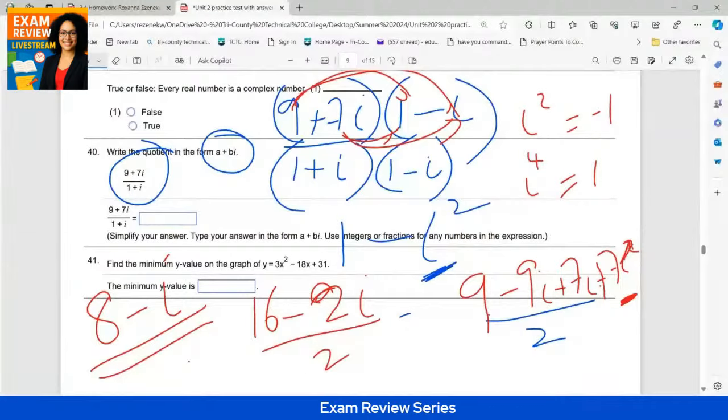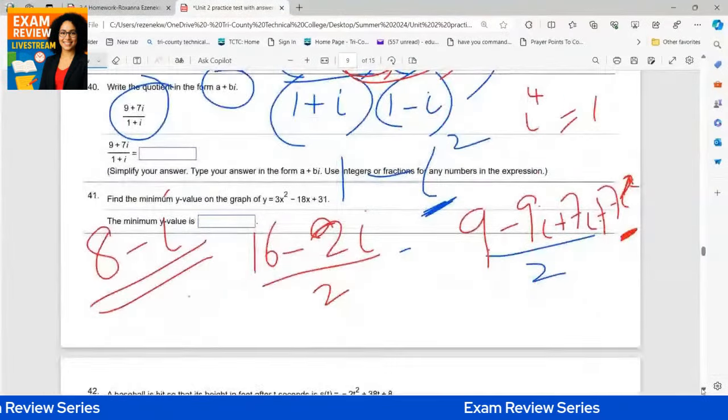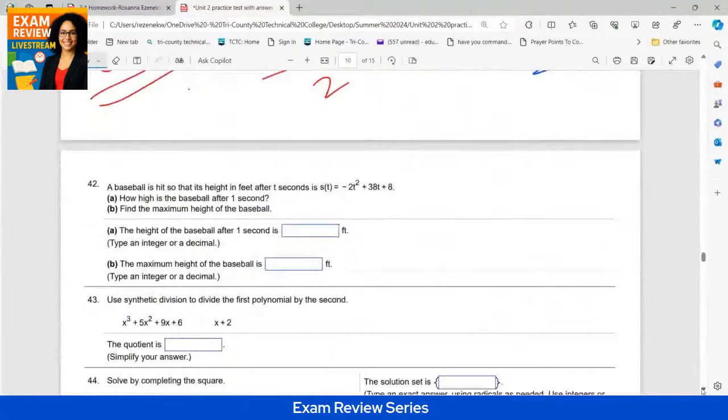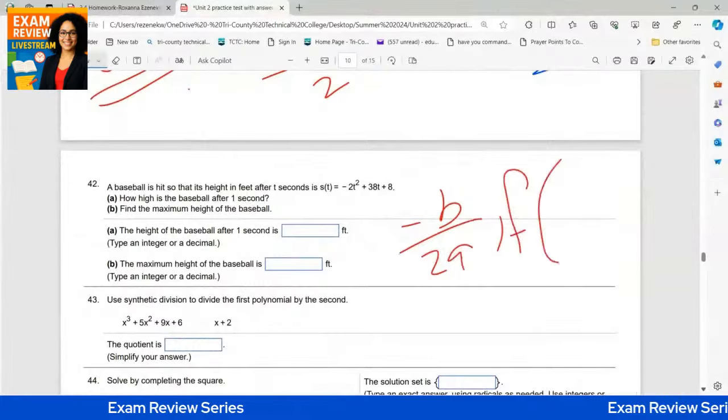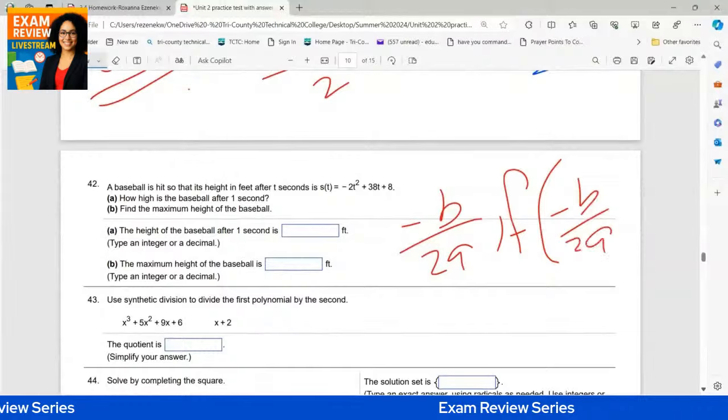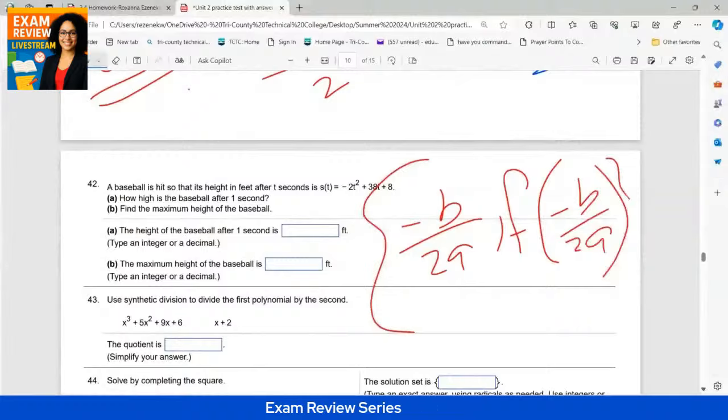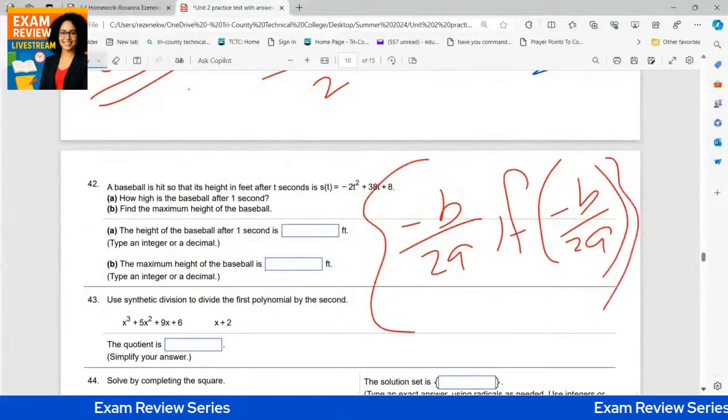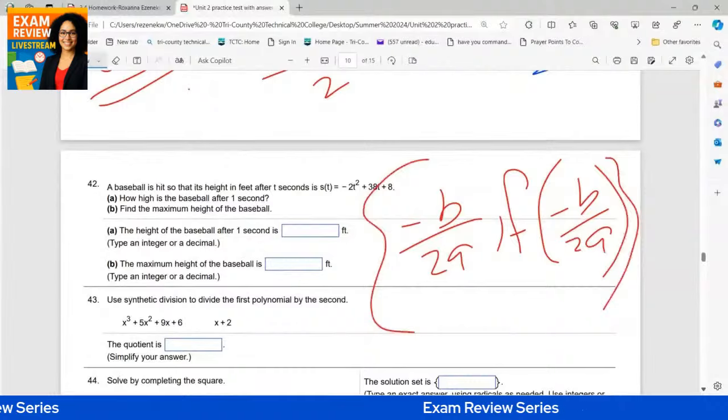Any question? All right, anytime you're told to find the minimum or maximum value, you can use your calculator. If you don't want to use your calculator, use the formula. And what is the formula? The formula is negative b over 2a, comma, f of negative b over 2a. So that's the formula. If you're told to use the formula, then go ahead and use the formula.